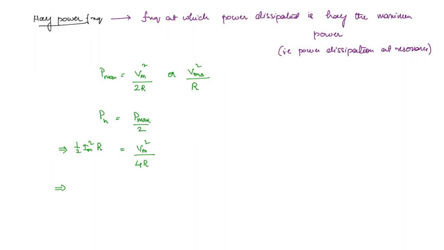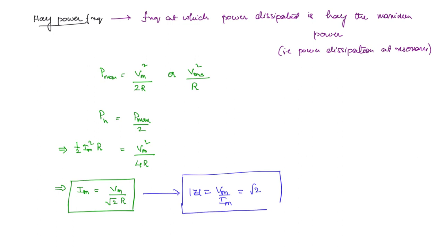From here you can express the value of current in terms of the voltage. You are going to get Vm by root 2R. So that means at half power condition, the current is related to the voltage in this manner. So from here you can get the value of impedance. What will be impedance? Mod Z is going to be equal to Vm by Im, which is equal to root 2 times R. So at half power frequency, the impedance value is equal to root 2 times the resistance value. Using this relation, you can get the expression for half power frequency.